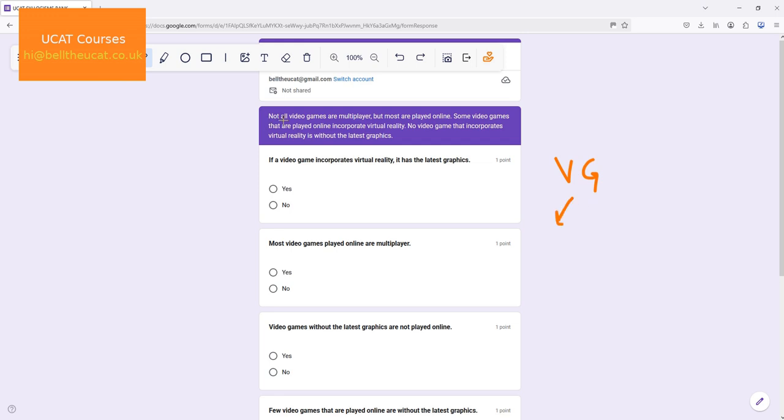Not all, again the words not all. Whenever there's not all, two solid arrows. Not all video games are multiplayers. Some of them are multiplayers. Some of them are not multiplayers. Agreed? But most of them, most means solid arrow, are played online. That means some of them are not played online. Makes sense. Some means dotted. When he says most, solid line, online.